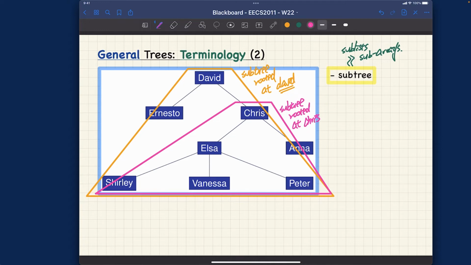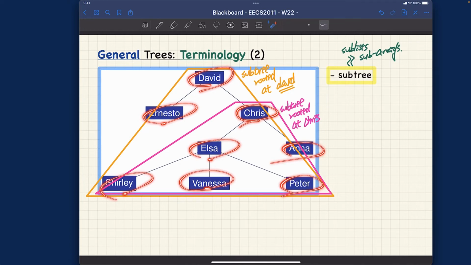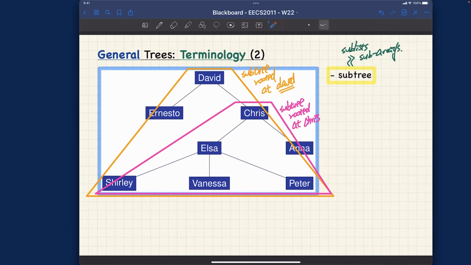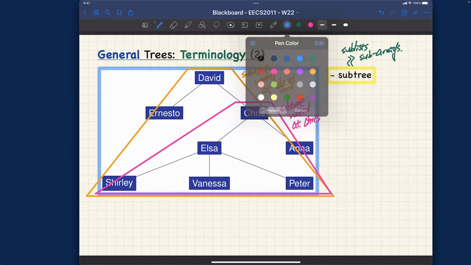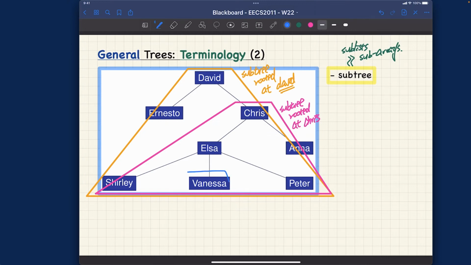Right, let's see one more. But you can pretty much get an idea. So we can talk about a subtree rooted at a particular node, and that root can be any of the nodes in the tree. What about the smallest subtree in this particular tree? The smallest subtree will be simply the node itself. For example, let's say this one over here, how about blue? You can think about Vanessa over here as just a subtree, the subtree rooted at Vanessa.